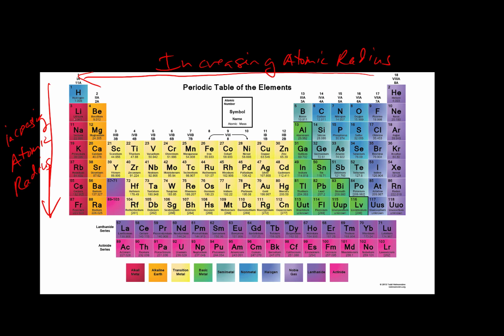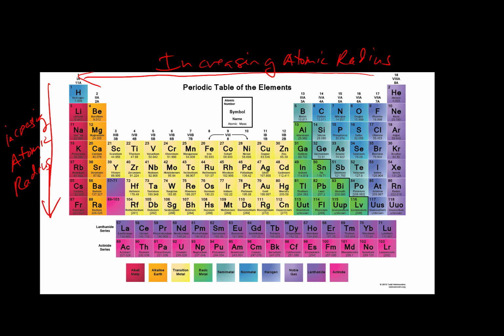Okay, so here's the key. Lithium has a larger radius than beryllium. Beryllium has a larger radius than, as we go along here, oxygen. And oxygen is going to have a larger radius than fluorine, and fluorine is going to have a larger radius than neon. Okay, then let me just clarify here.